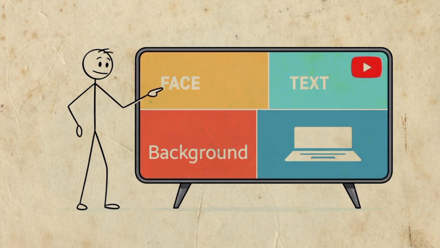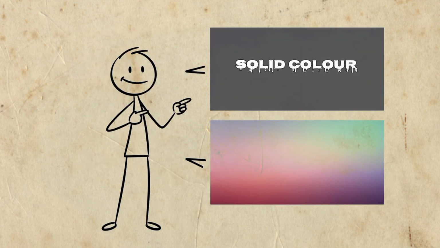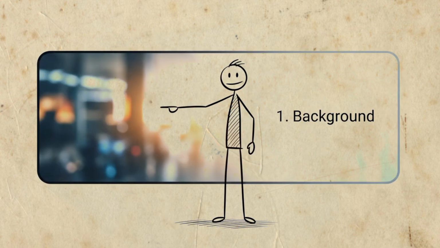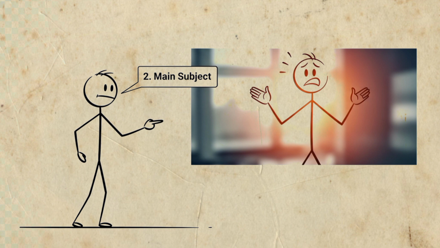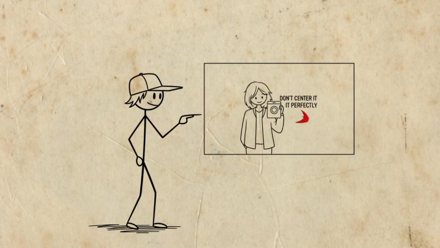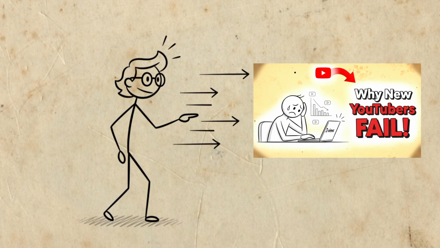Let's break down the key parts of a clickable thumbnail. Number 1, background. Keep it clean. Use a solid color or gentle gradient. For stick figure art, a plain tone works best. It keeps focus where it matters. Number 2, main subject. That's your character or object. Don't center it perfectly. Slightly off-center looks more natural and draws the eye.